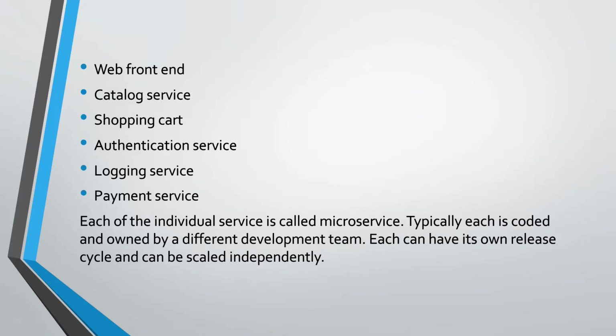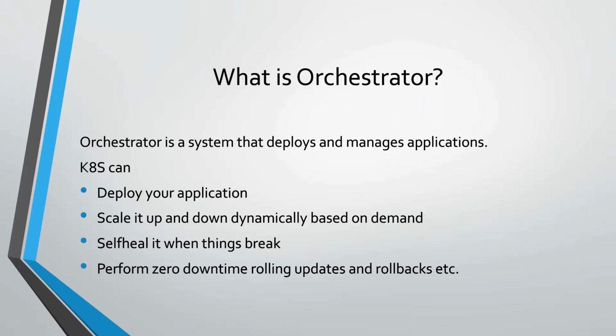So the shopping application, I have given a best example, will have multiple containers or multiple small modules: web front end, catalog service, shopping cart, authentication service, logging, and all. Each individual has these individual services, we call them microservices. Each is typically coded by a different development team, and has its own release cycle. So what does managing a shopping application mean?